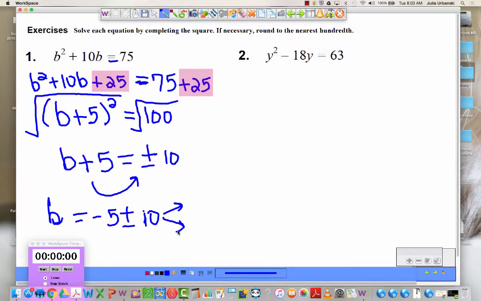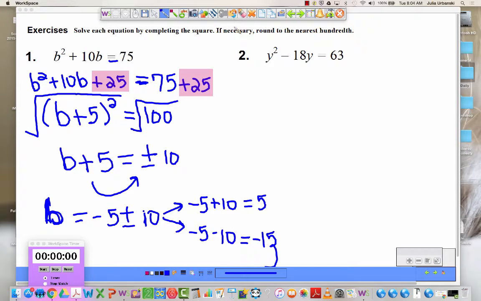So that gives us two possibilities. I'm either going to do negative 5 plus 10, or I'm going to do negative 5 minus 10. No, you just have to make sure you turn that into a negative 5. Well, we're one step away. Negative 5 plus 10 will become an answer of positive 5. And then negative 5 minus 10 will become an answer of negative 15. Those are your answers. So that's the two answers.